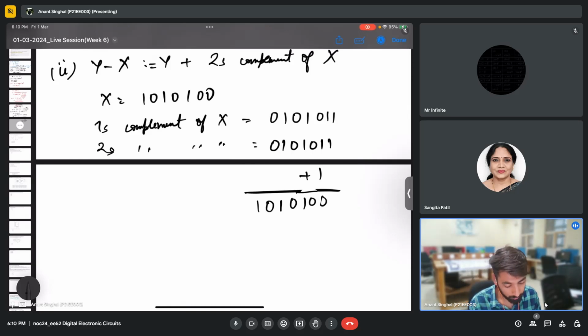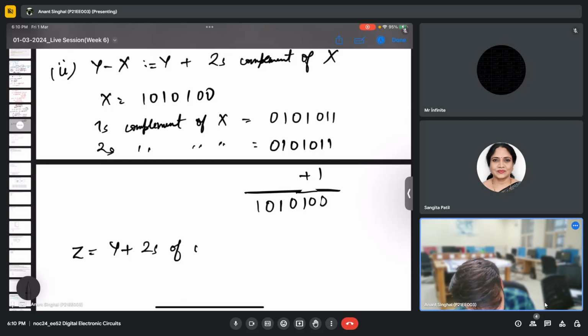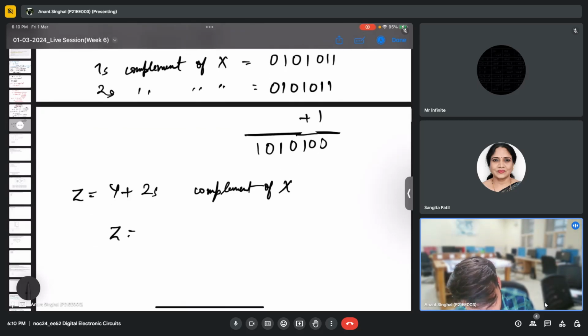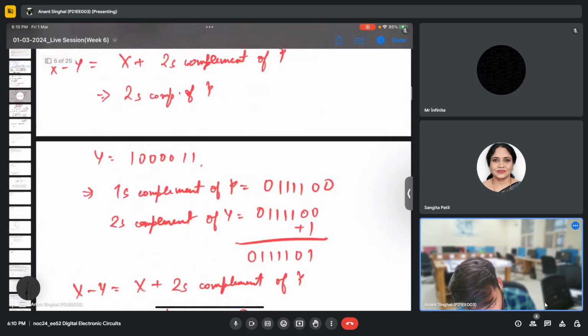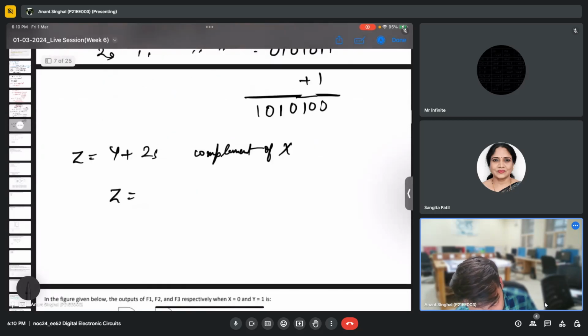So this will be the 2's complement of x. So now I'm doing what? To find out z, I'm doing y plus 2's complement of x. So y is, I forget what is y. Y is 1 4 times 0 double 1. And we have just found out the 2's complement of x, that is 1 0 1 0 1 double 0.